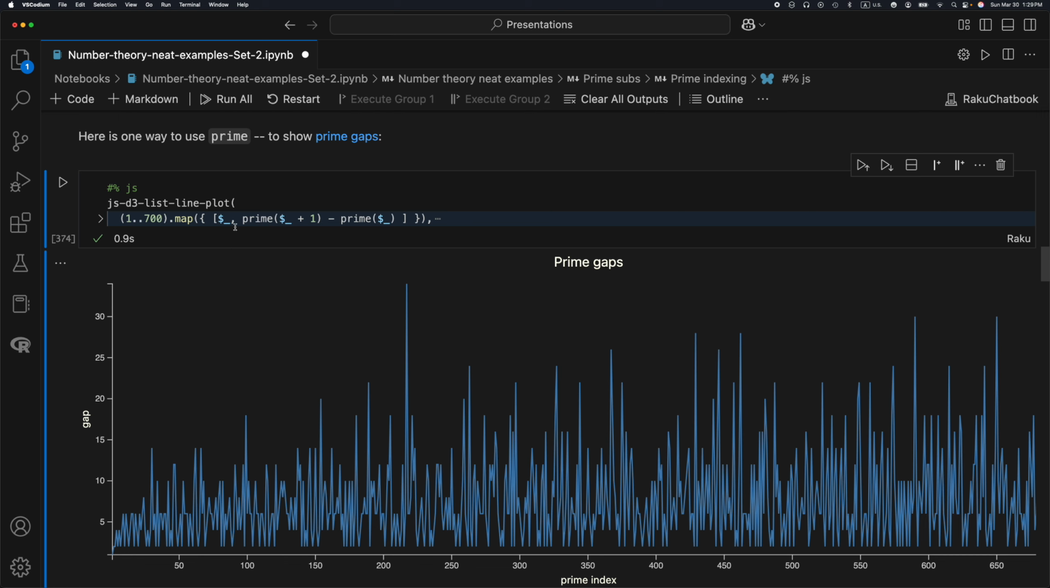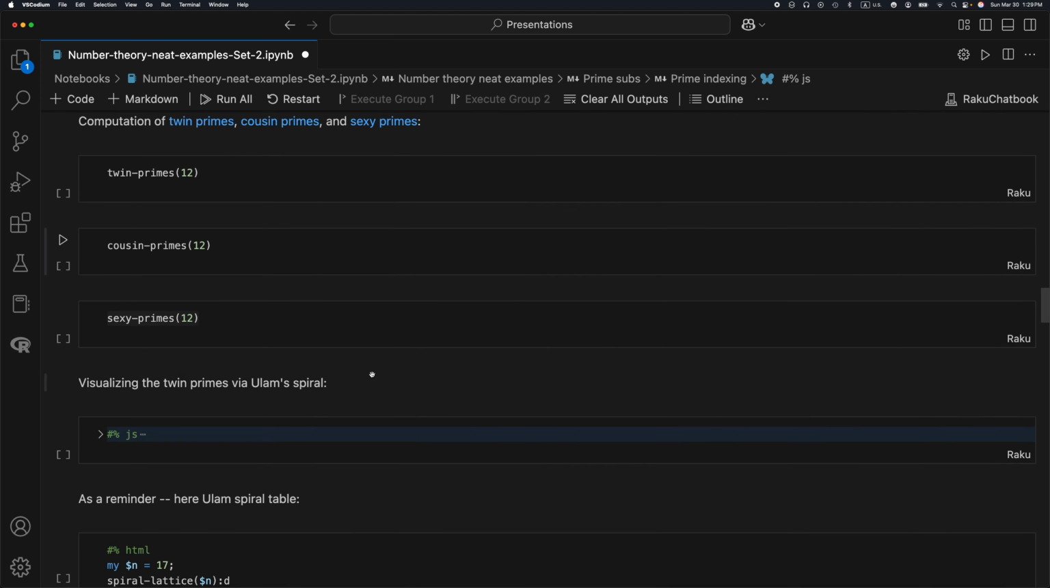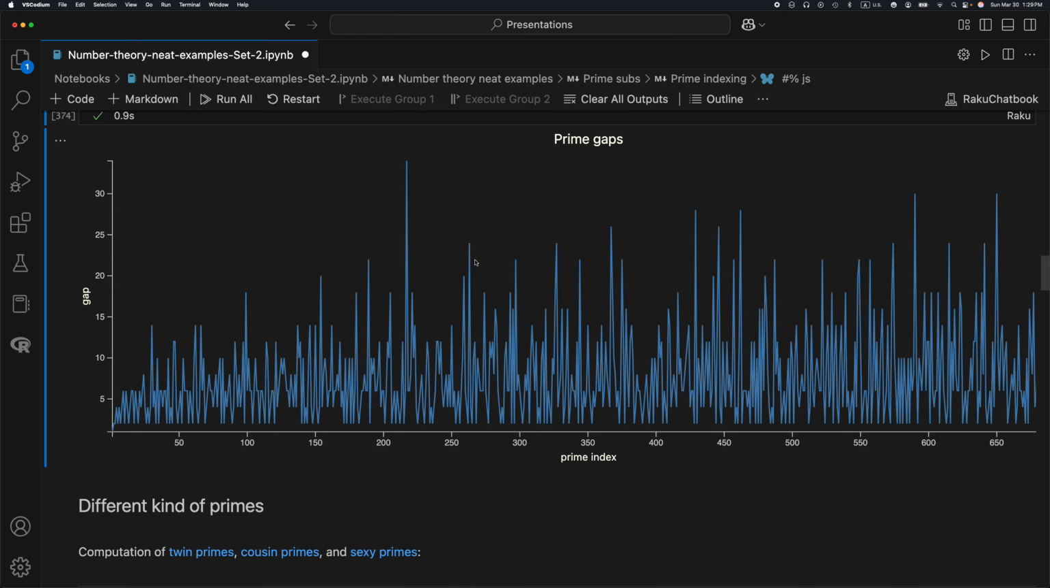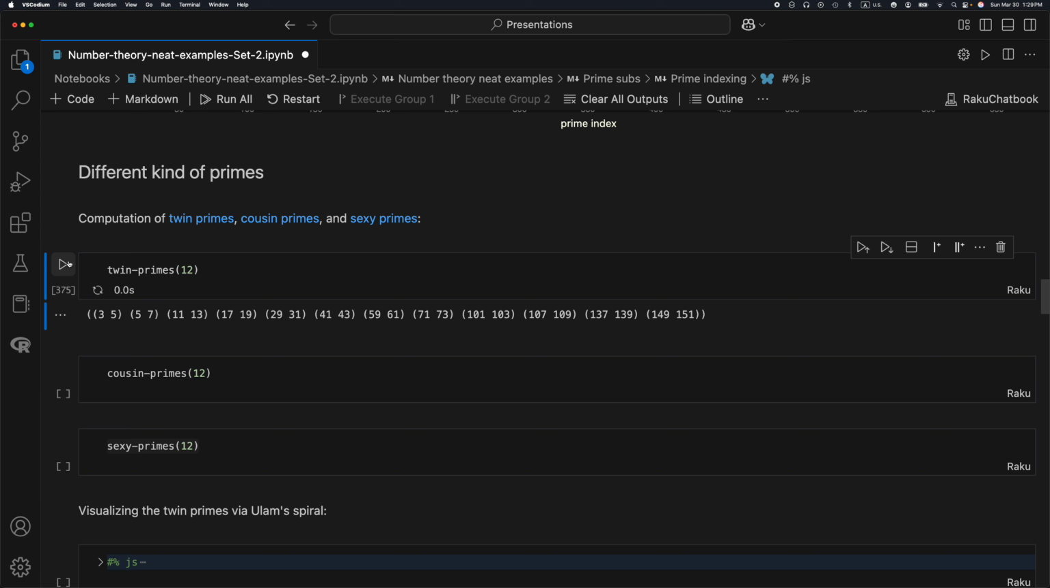Let's actually visualize the prime gaps. So this plot shows the gaps between the primes. On the x-axis we have the prime indices, and the y-axis are the gaps. You can see I'm taking the consecutive primes, looking at the difference, and plotting the gaps. All right, this is actually a very big topic, and I'm not going to expand any further here.